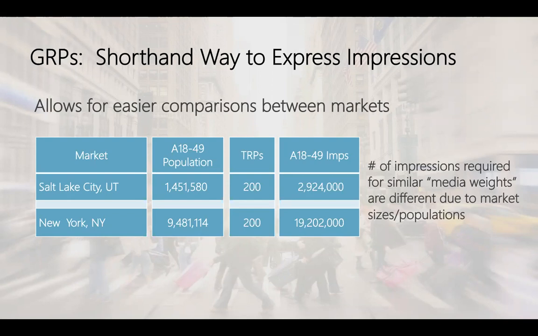But we can use TRPs to get us to a similar, what we call media weight. Essentially media weight is just a way to look proportionally at the impact of either different campaigns, or different markets for the same campaign, or even different channels. So you could look at 200 TRPs in out of home and 200 TRPs in radio, and you would be able to understand how to reach effectively the same proportion of people in the same market. Right. And one way I like to say it too, when you think about media weight, you're trying to be able to compare across markets.